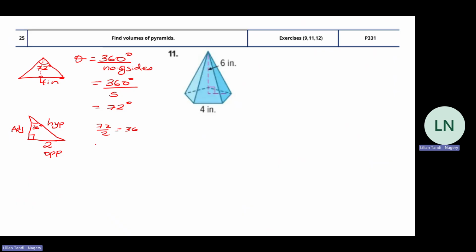So you remember to write SOHCAHTOA. So you want opposite and adjacent because you only have opposite and you want adjacent. So you're going to use tan. So you're going to write tan 36 equals opposite over adjacent. Okay. Now I will do here 1, and then I will do the butterfly method.